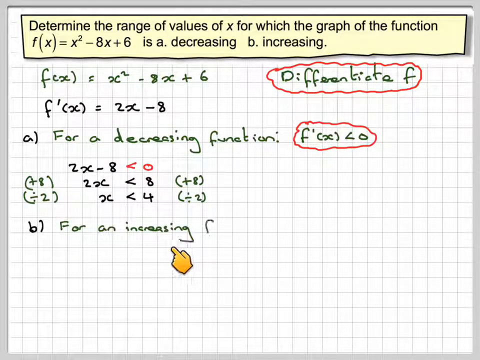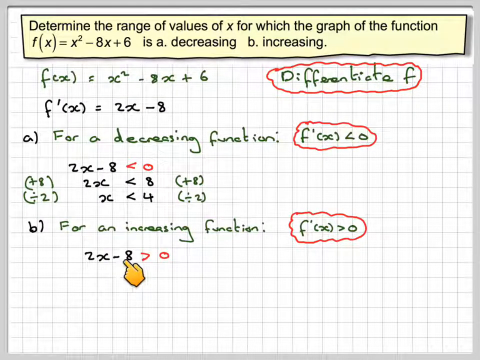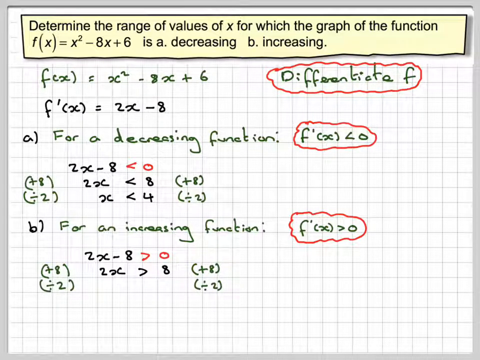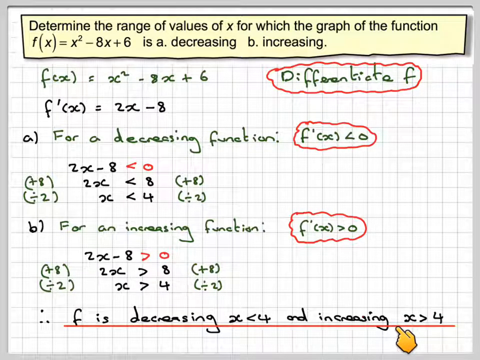B, for an increasing function, we want f dashed of x greater than 0. So we've got 2x minus 8 is greater than 0, and we do exactly the same as before. We add 8 to both sides, so 2x is greater than 8, dividing by 2, we get that x is greater than 4, and therefore f is decreasing for x less than 4 and increasing for x greater than 4.